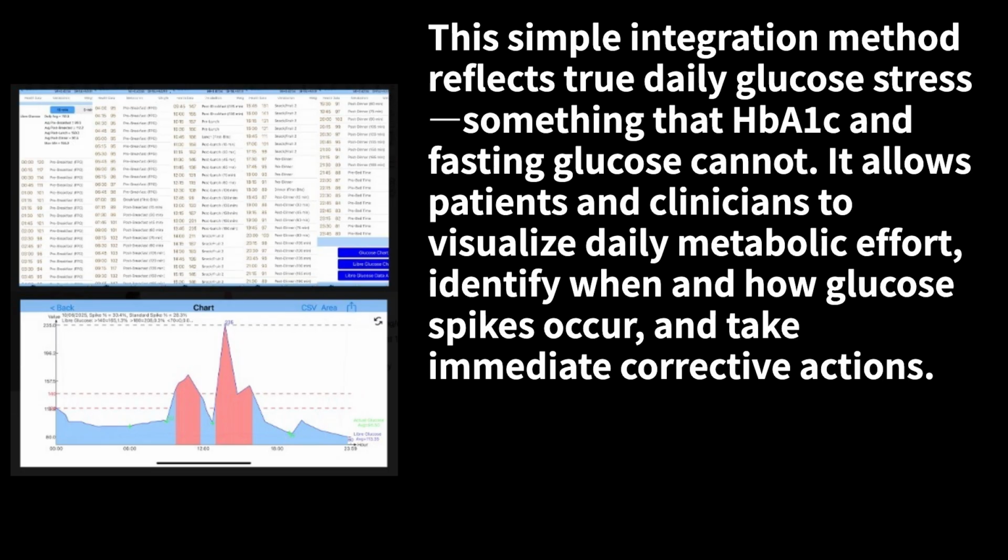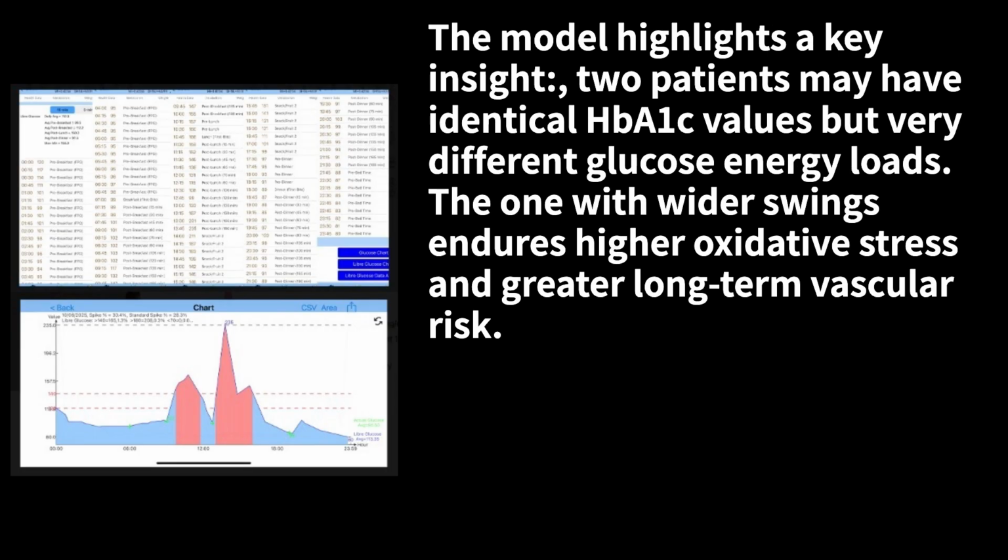It allows patients and clinicians to visualize daily metabolic effort, identify when and how glucose spikes occur, and take immediate corrective actions. The model highlights a key insight: 2 patients may have identical hemoglobin A1C values, but very different glucose energy loads. The one with wider swings endures higher oxidative stress and greater long-term vascular risk.